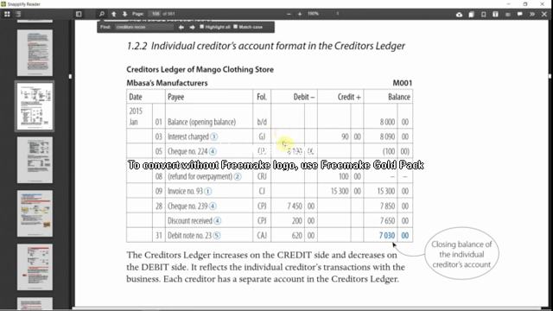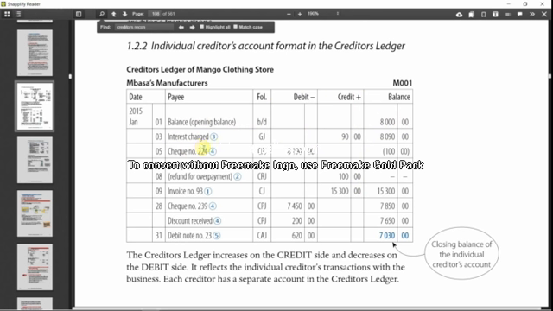So for the individual creditor, we will post to the creditor's ledger, and then for the holistic purpose, we will also post to the creditor's control account. So we start off with opening balances. Since we are busy with creditors, it will be a credit balance.